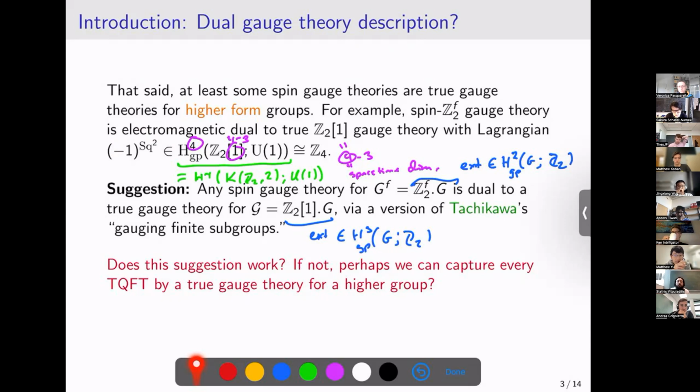And maybe you think that maybe this doesn't always work, but then you could ask another question. Maybe just extensions of this form are too naive. Maybe you won't catch all spin TQFTs with just gauge groups that are mildly higher form. Maybe you'd be able to catch all spin TQFTs if you allow more complicated higher form groups. And I'm going to tell you that no, you can't. The spin TQFT I'm going to tell you about cannot be written down as a true gauge theory for any higher form group, even though it's going to be completely mild as a spin gauge theory. Okay, so that's the thesis statement of my talk.